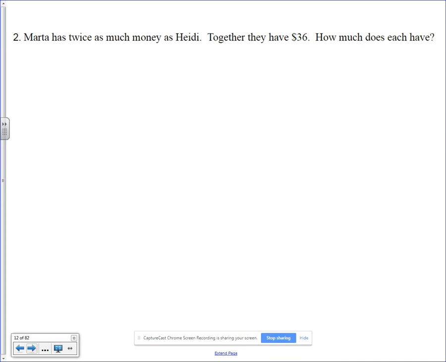So I hope that you've heard this last year, okay, from Mr. Catafias. But your variable is always going to be whatever you know the least amount about. So who do I know the least amount about, Marta or Heidi? I don't know anything about Heidi, right? So we're going to make H be Heidi. Now, they tell me that together they have 36, right? So what does that tell me about my equation? Not divided by 2 because she has twice as much as Heidi. So they don't have the same amount, do they? So if I would divide it by 2, they'd have the same amount.